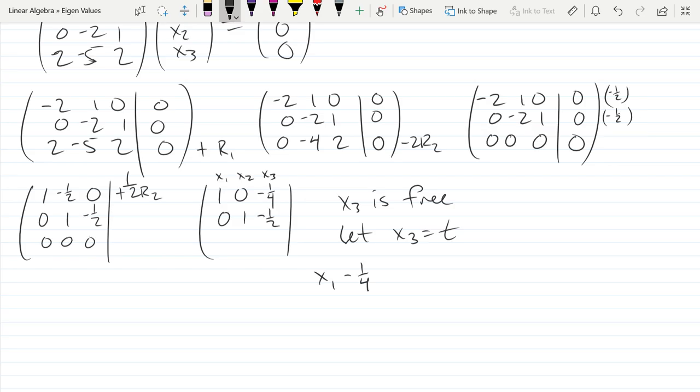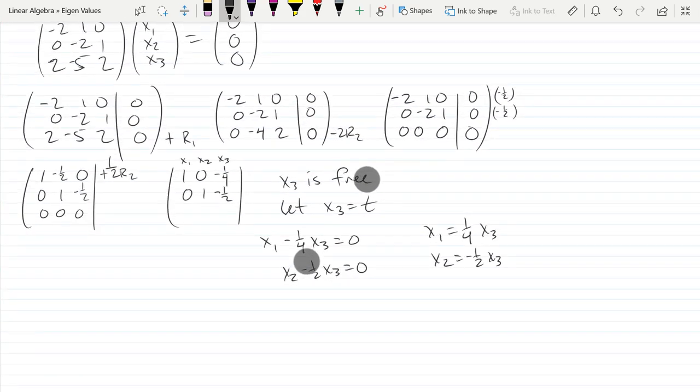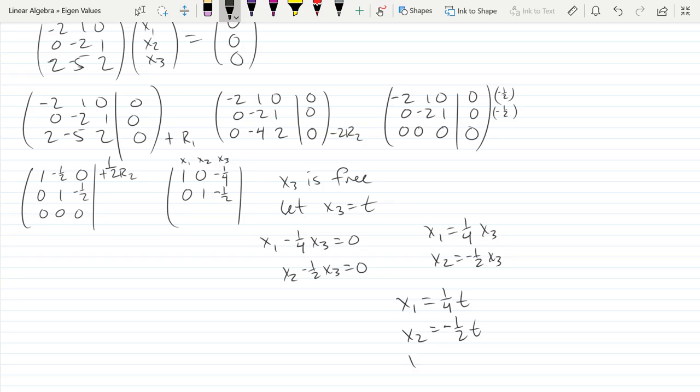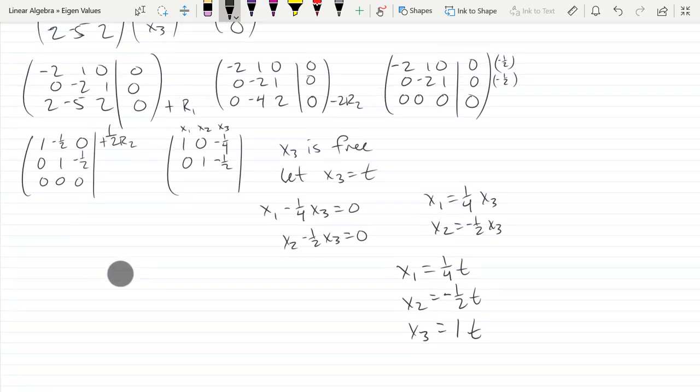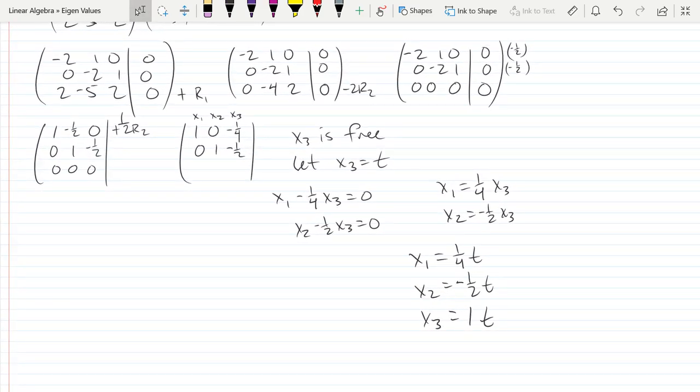All right, so we're going to turn this back into equations. So we got our x1, x2, x3. So x3 is free. Let x3 equal t. We have x1 minus 1/4 x3 equals 0, and x2 minus 1/2 x3 equals 0. So x1 equals 1/4 x3, x2 equals negative 1/2 x3. And now I'm just going to rewrite it with t. So you get 1/4 t is x1, x2 is negative 1/2 t, and x3 is 1 t.